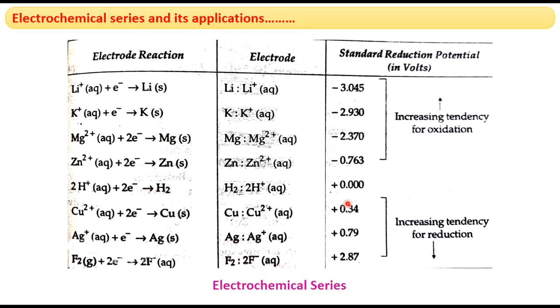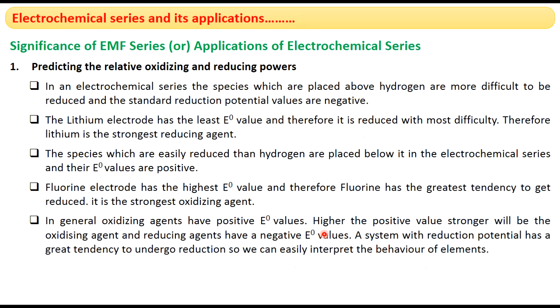Similarly, the electrodes which are placed above hydrogen have negative SRP values. They are the better reducing agents. As lithium is at the top, it is the best reducing agent. Fluorine is at the bottom, having the highest SRP value. It is the best oxidizing agent. So a system with a low reduction potential has a great tendency to undergo oxidation. So we can easily interpret the behavior of elements or electrodes with the knowledge of the electrochemical series.